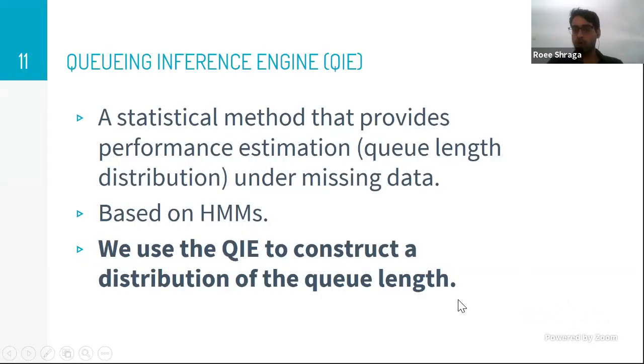One of the main components in our feature extraction is the QIE, Queuing Inference Engine. The QIE is a statistical method based on hidden Markov models that provides performance estimation under missing data. In this work, we use a QIE to construct a distribution over the queue length.